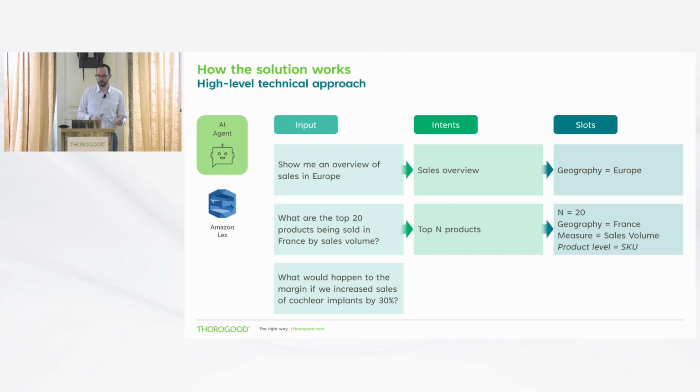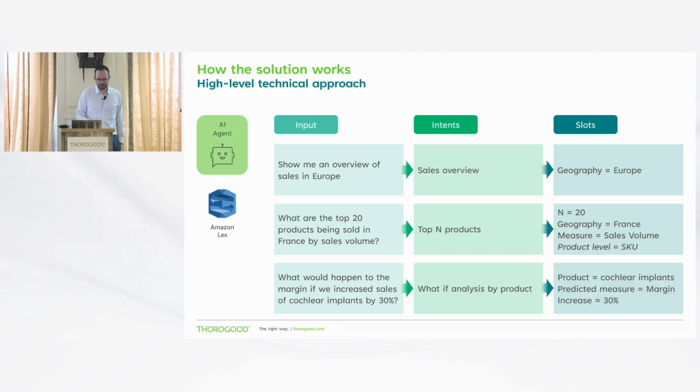To give another example, what are the top 20 products being sold in France by sales volume? Top N products is the intent in that case, and we've got a series of slots. In this case, like I say, you can have a default, so it's picking up the SKU level maybe as a default for that question.